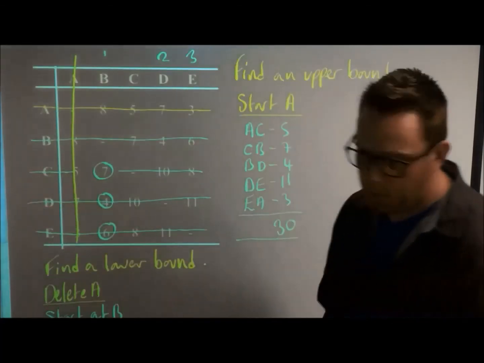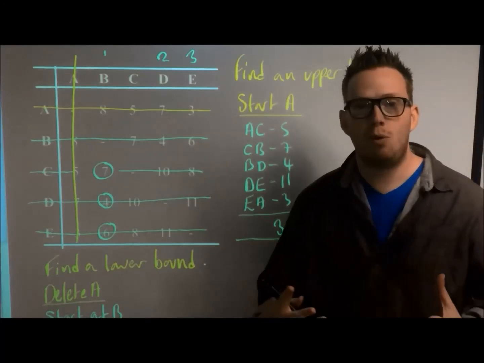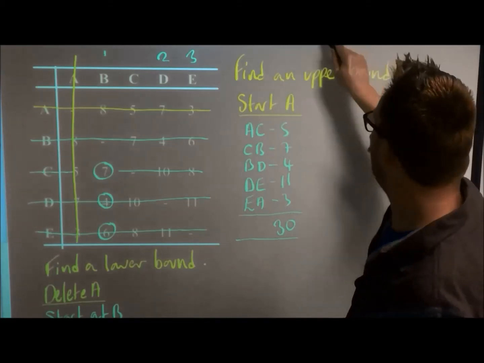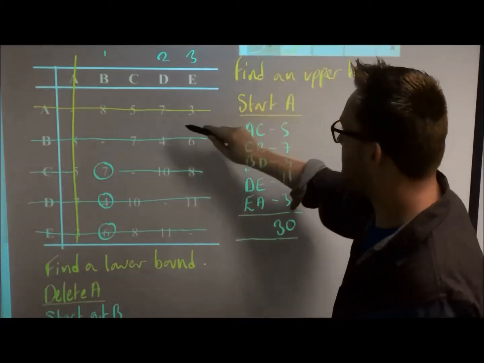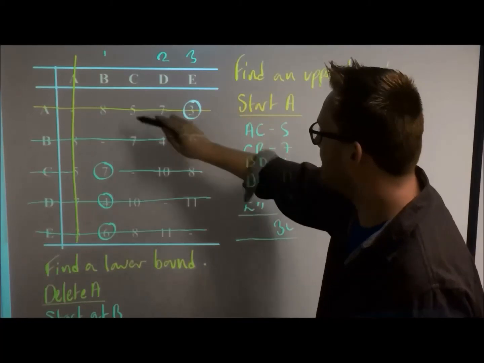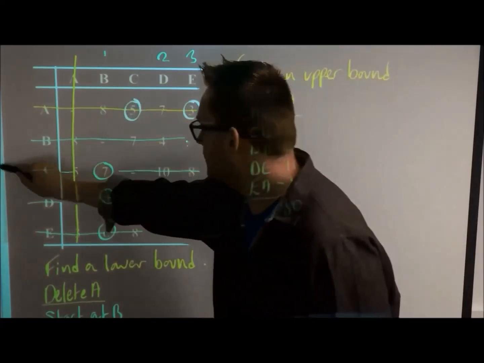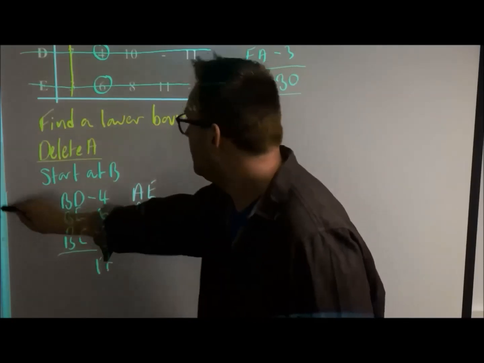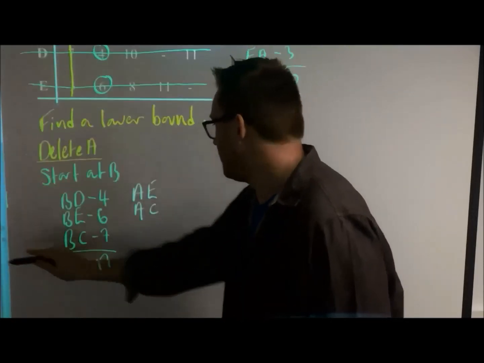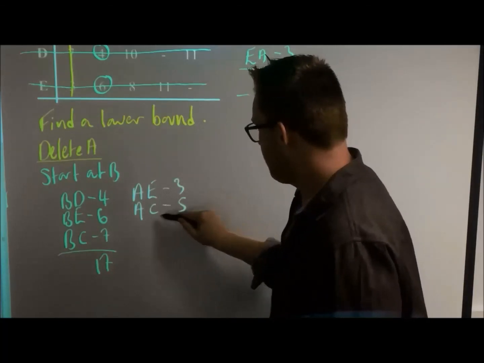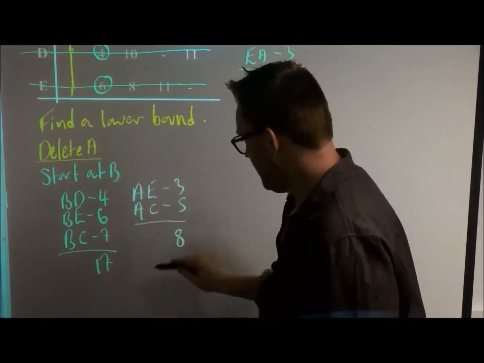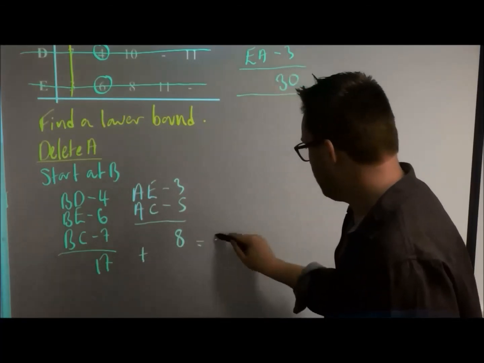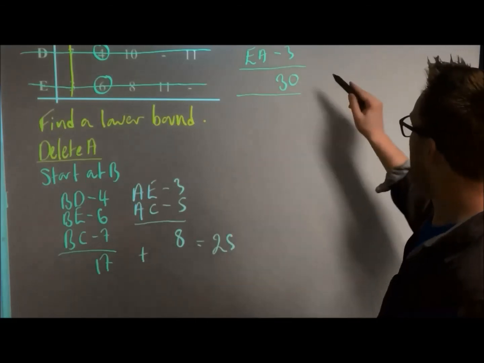And then what did I do? Well, what I did was I added on the 2 smallest edges that came from A. And the 2 smallest edges that come from A, I should say, are A to E and A to C. And that's 5 and 3. Okay, which gives me a total of 8. And then I add these together and I get a total of 25. So I've got a lower bound.